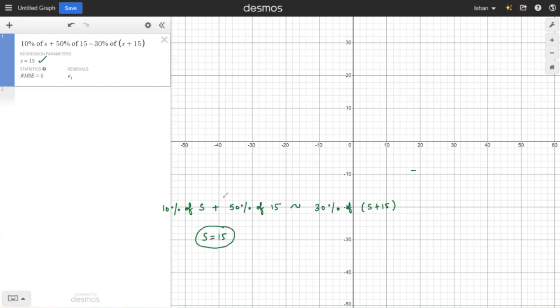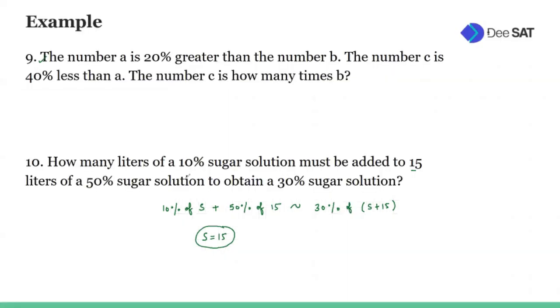That means 15 liters of 10% solution and 15 liters of 50% solution will generate a 30% sugar solution. So the correct answer is 15 liters of 10% sugar solution must be added to 15 liters of 50% sugar solution to obtain 30 liters of the sugar solution. So 15 liters will be my correct answer in this case.